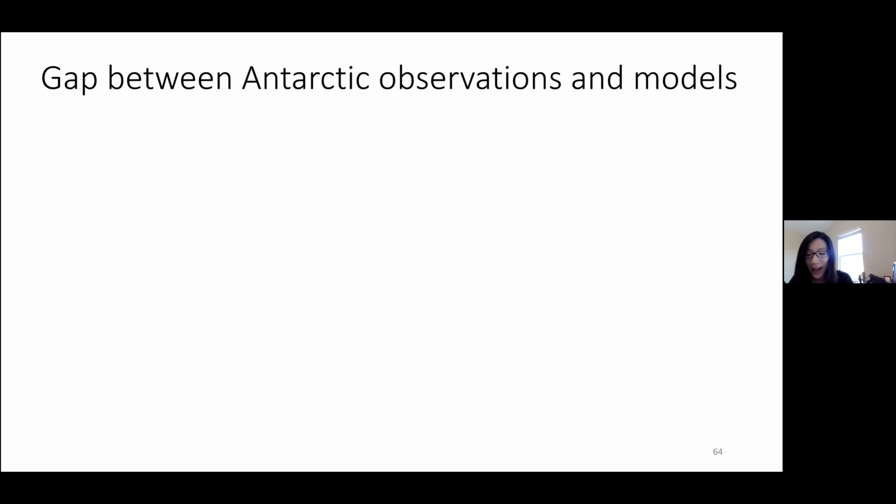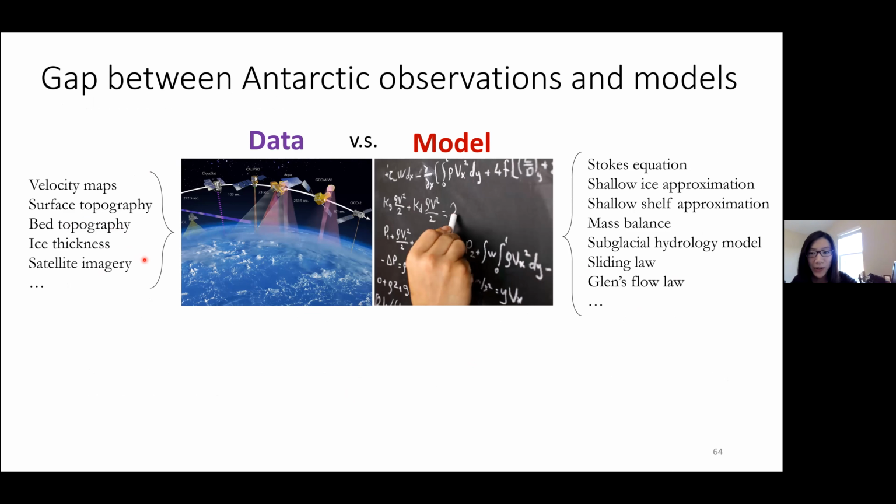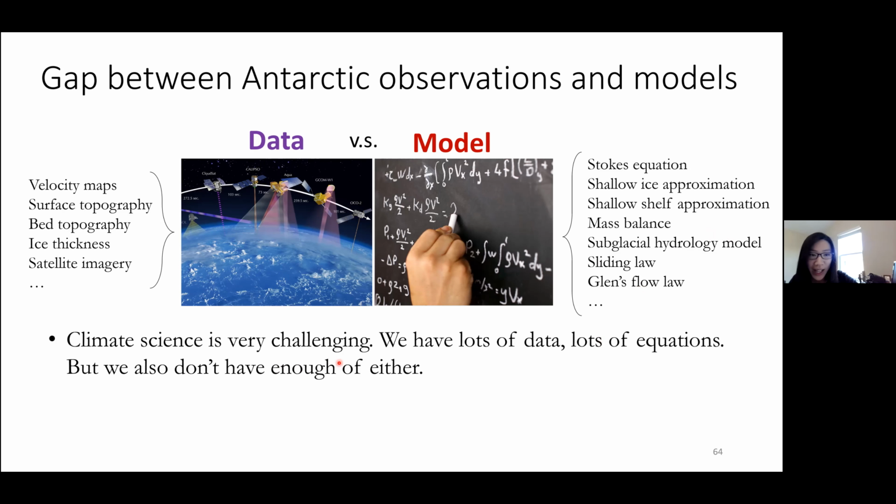Okay, so I want to take a step back to sum up. In the past few decades, continent-wide observations such as ice velocity, basal topography, thickness, and satellite imagery have become available. At the same time, we have physics models that range from first principle equations like the Stokes equations to sophisticated models such as subglacial hydrology models. Climate science is very challenging because we have lots of data, we have lots of equations, but we actually don't quite have enough of either.